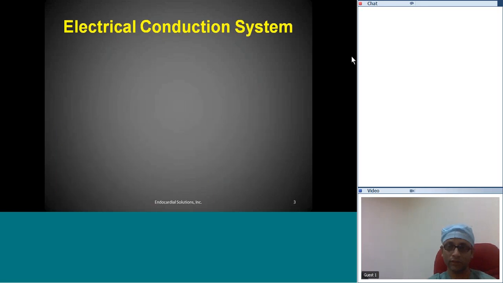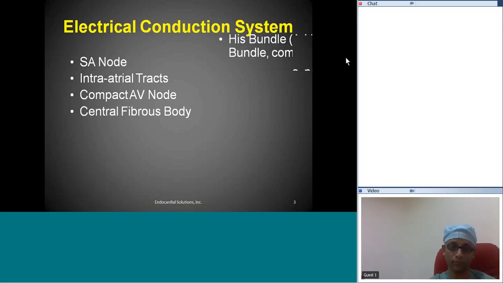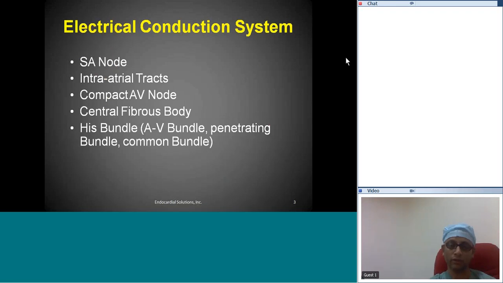So first of all, you need to know something about the electrical conduction system, which I believe all of you would know by this time. So you have in the electrical conduction system the sinoatrial node, you have intra-atrial tract, you have a compact AV node, you have a central fibrous body, and then you have the His bundle before it starts bifurcating into bundle branches, right and left bundle branch, and then into the Purkinje fibers.